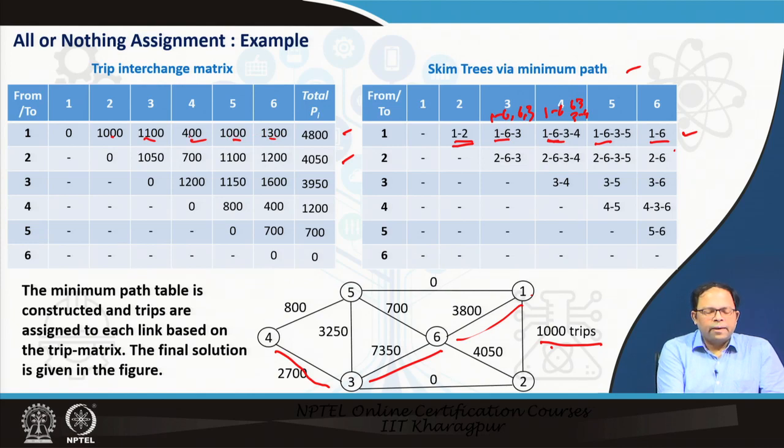2700 and 3800. So 1 to 6 is 3800. So that is right.